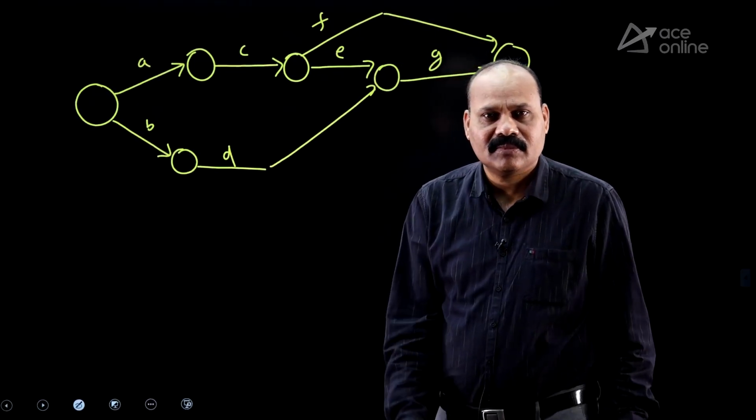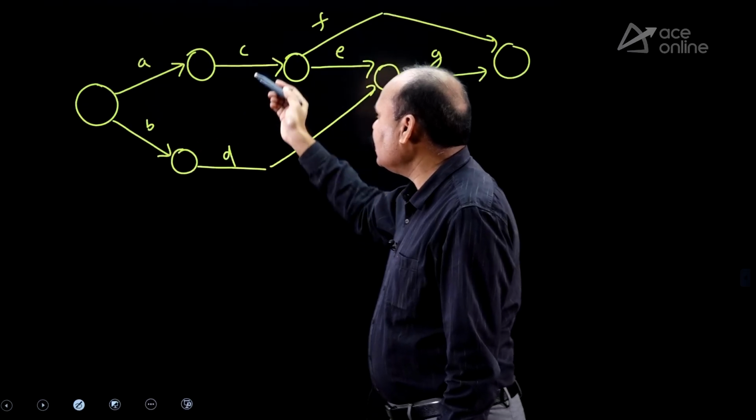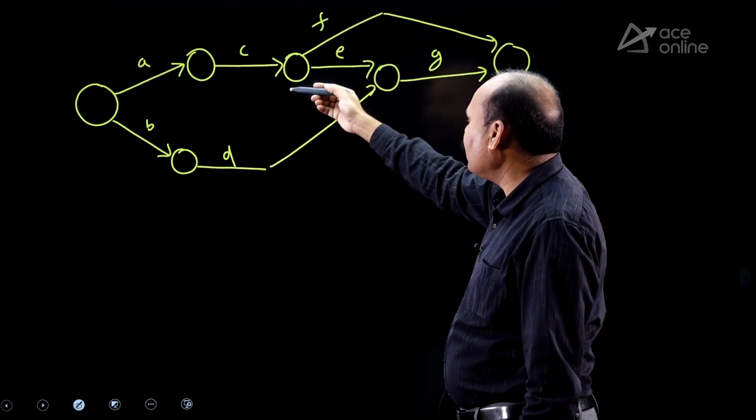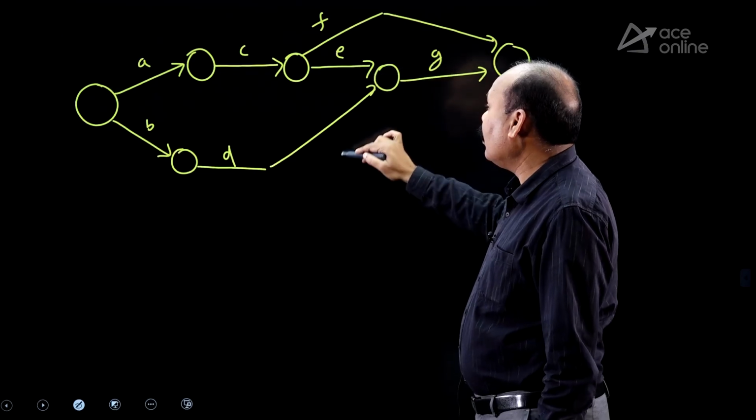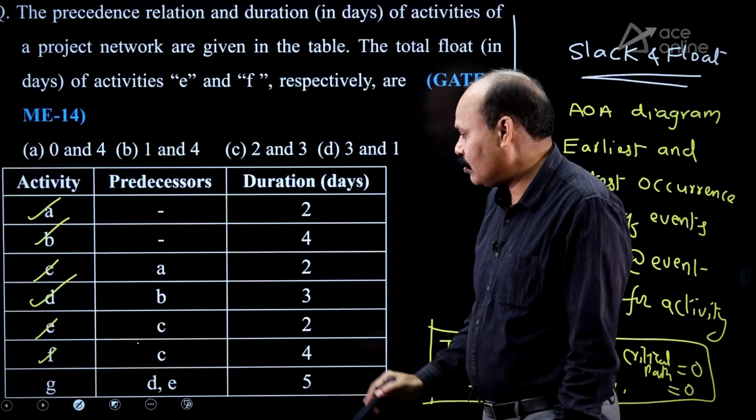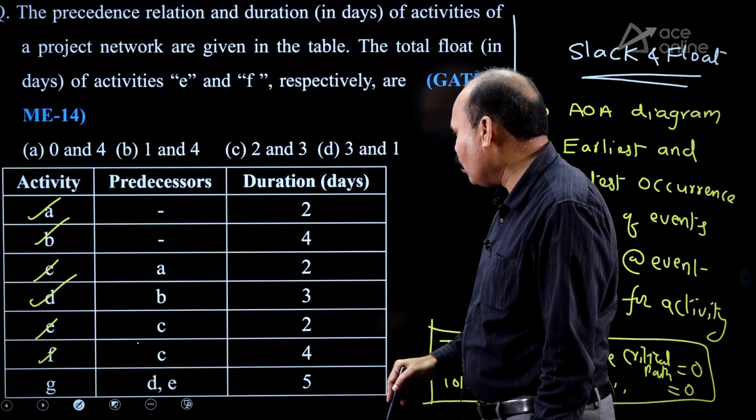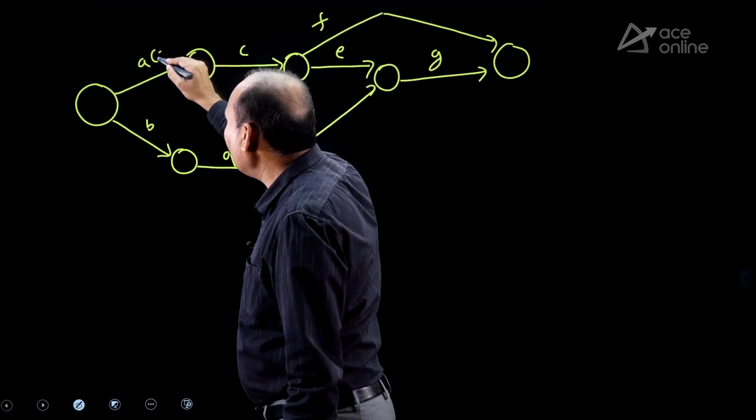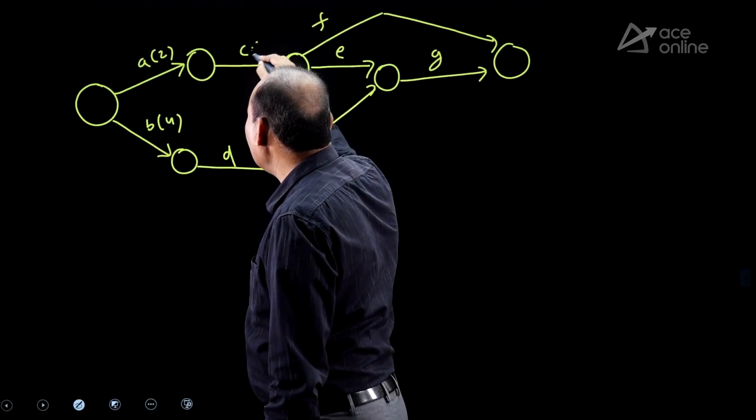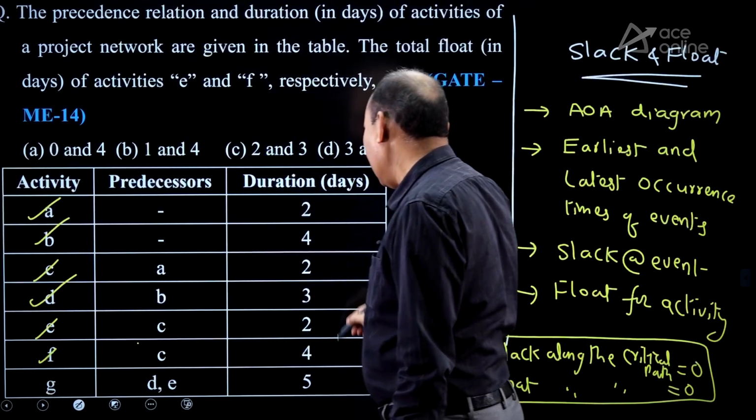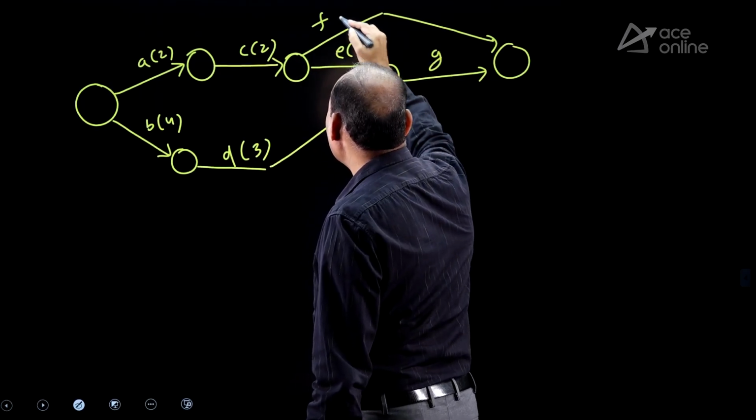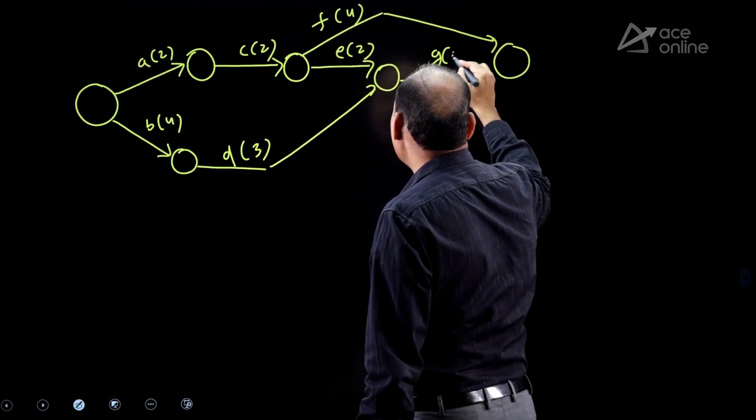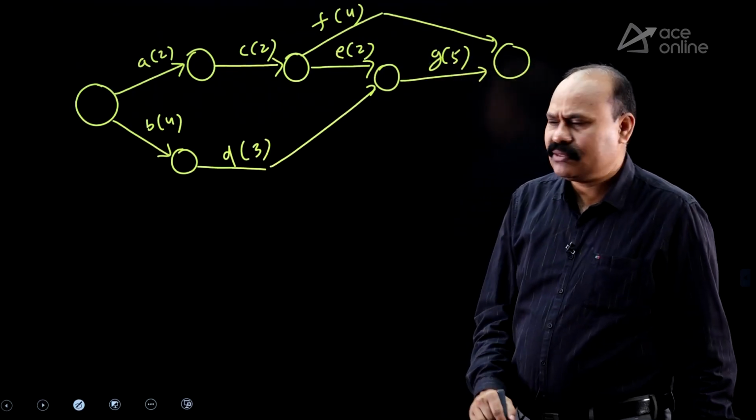That's it. A before nothing, B before nothing, C before A, D before B, E before C, F before C, G before D and E. Right? Now substitute the durations: 2, 4, 2, 3, 2, 4, 5. Get the critical path in this.